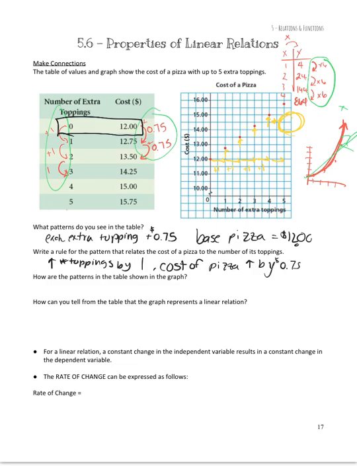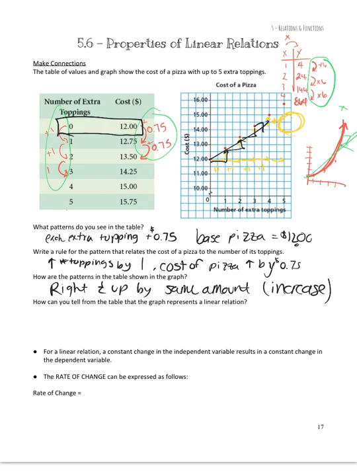All right, how are the patterns in the table shown in the graph? Well, we see that it is to the right and up by the same amount every time. So we can call this an increase, because it's moving in that direction. How can you tell if the points from the table that the graph represents a linear relation? So how can we tell from just the table?